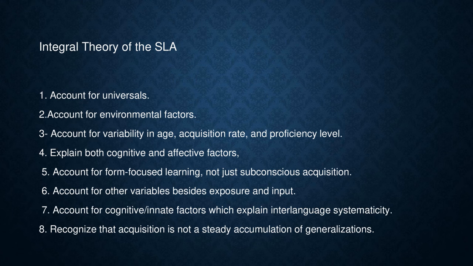Here we have another suggestion about theory building. These are made by Michael Long, and in order to create an integral theory of second language acquisition, he said that we have to take into account universals for environmental factors, for variability in age, acquisition rate, and proficiency level, and also explain both cognitive and affective factors.